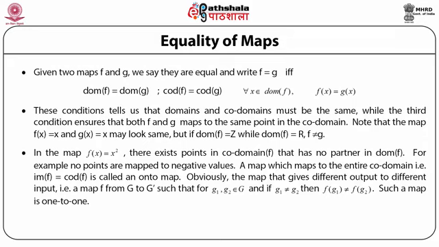Obviously, a map that gives different outputs to different inputs, that is, a map F from G to G prime, such that for g1 and g2 elements belonging to the group G, if the element g1 is not equal to the element g2, then f of g1 is not equal to f of g2. Such a map is one to one.